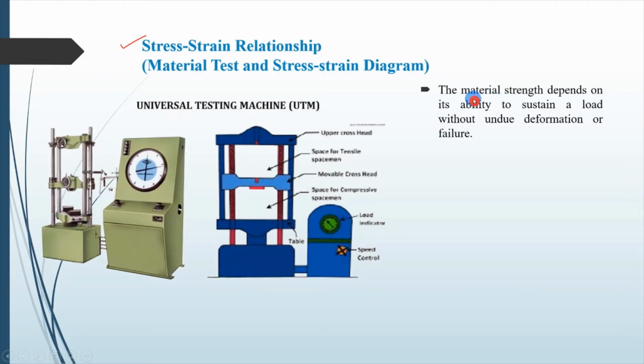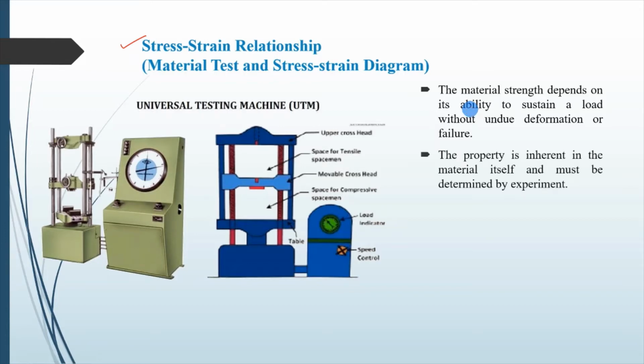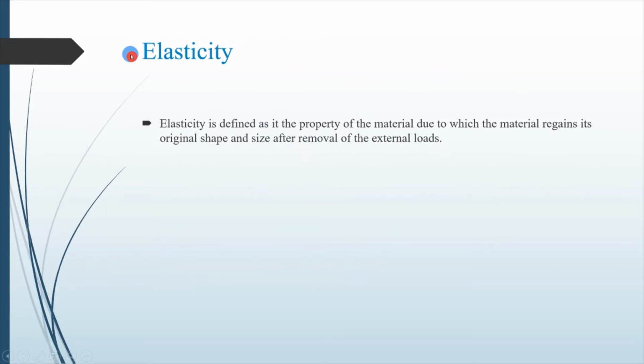So this is the definition of strength of material: it is the ability of a material to sustain load without undue deformation or failure. The property is inherent in the material itself and must be determined by experiment. So we need to determine the strength of a material by using experiments, so that we get the values of different properties of the material. In strength of materials, we are going to study different properties of materials.